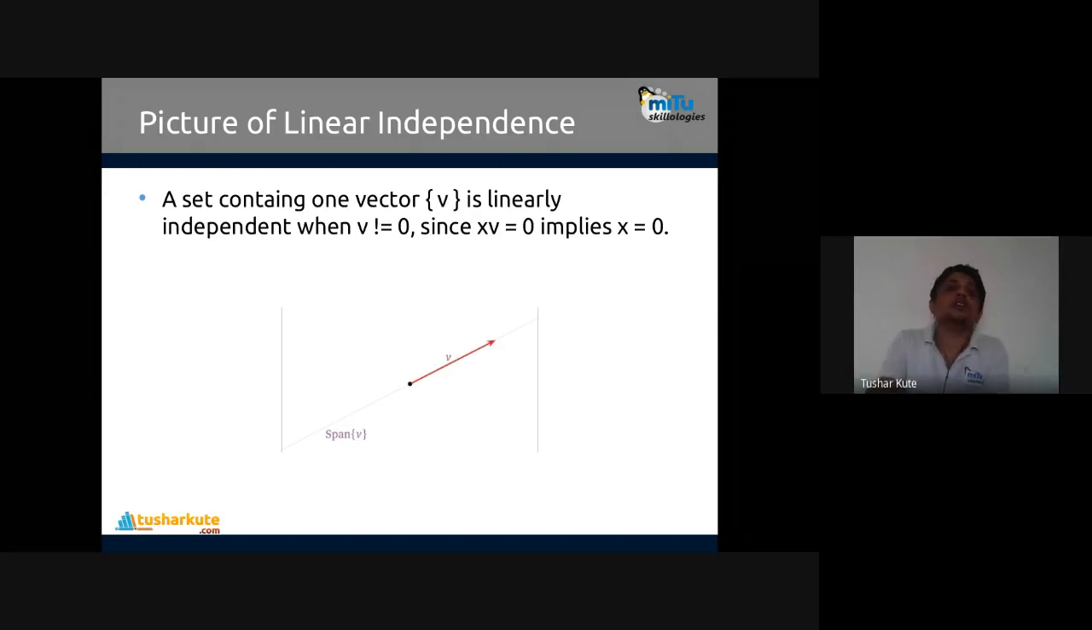Now you can see this one. A set containing one vector is linearly independent only when v is not equal to 0, since xv = 0 implies x = 0. Theoretically, the number will become 0.